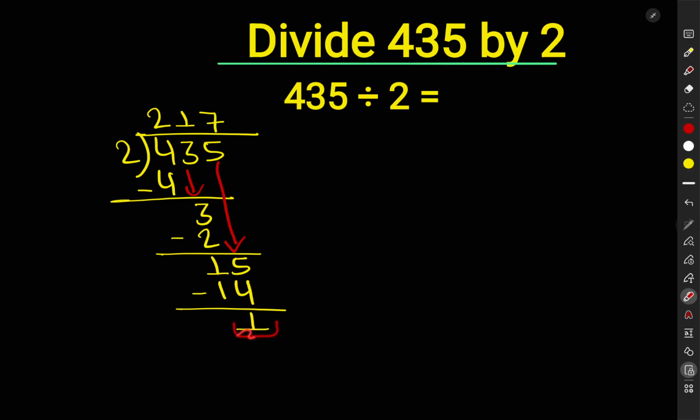So now this 1 is less than 2 and there is no other number beside. So we put here decimal so that we take 0. So it is 10 and 2 times 5 is 10. On subtracting, it is 0. So 435 divided by 2 is 217 decimal 5.